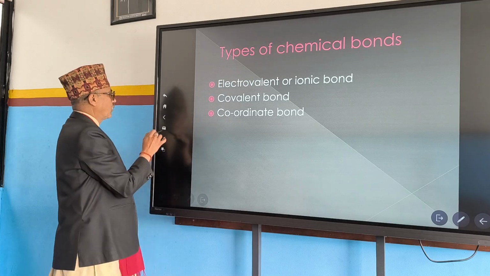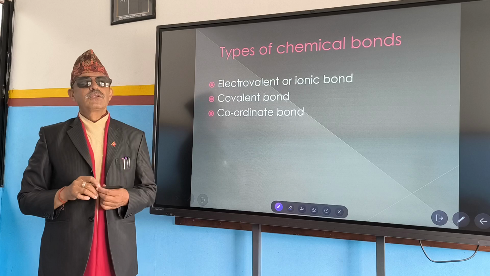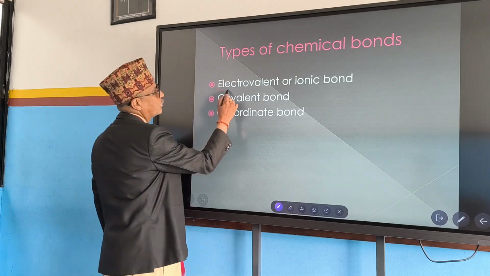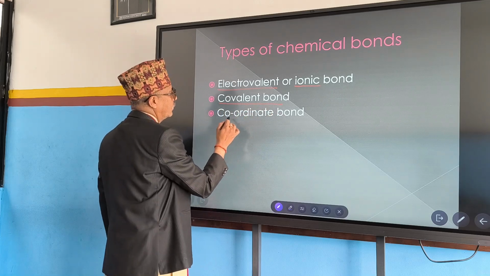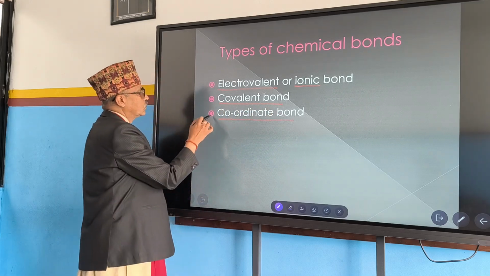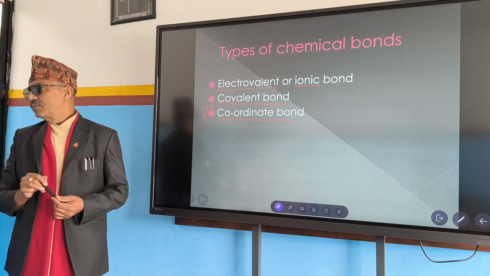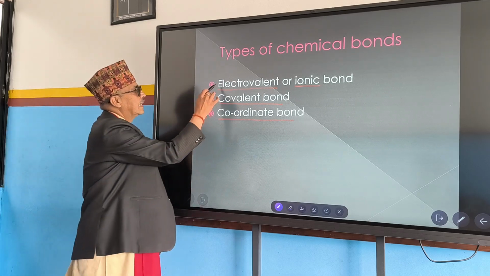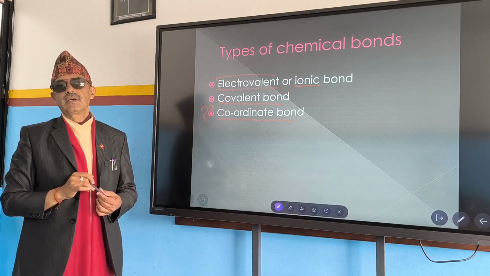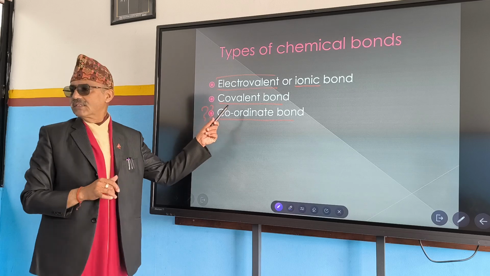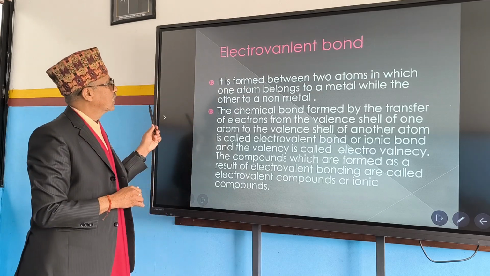How many types of chemical bonding are there? How many types? Three types. What are they? Electrovalent bond or ionic bond. Second one, covalent bond. Third one, coordinate bond. So in class 9, we are not going to discuss coordinate bond. We will discuss only electrovalent bond and covalent bond. How electrovalent bond is created and how covalent bond is created, we will be discussing in this class.